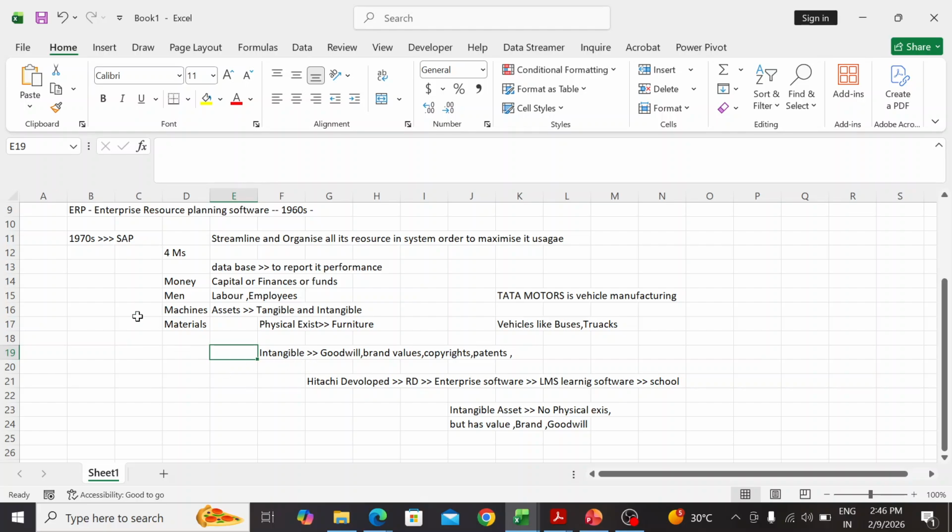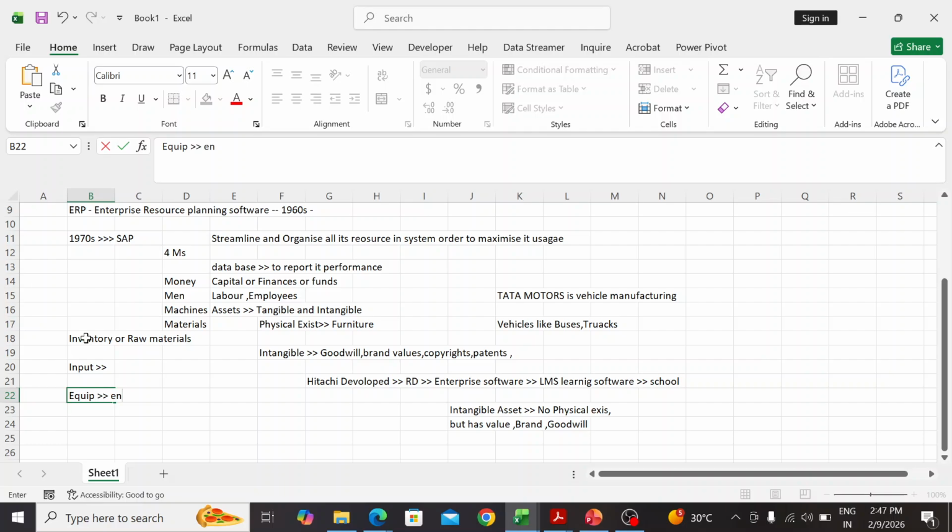So machines, in simple words, are assets. Then materials. Material is nothing but inventory items, inventory or raw material. Raw materials are nothing but input products. For example, if I want to manufacture a bus, what kind of raw material do I require? I require so many kinds of equipment, correct?